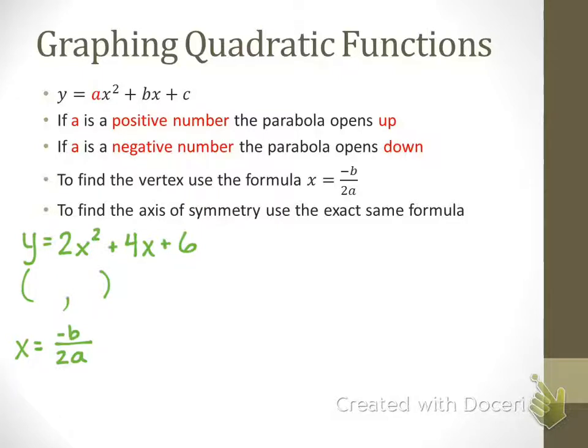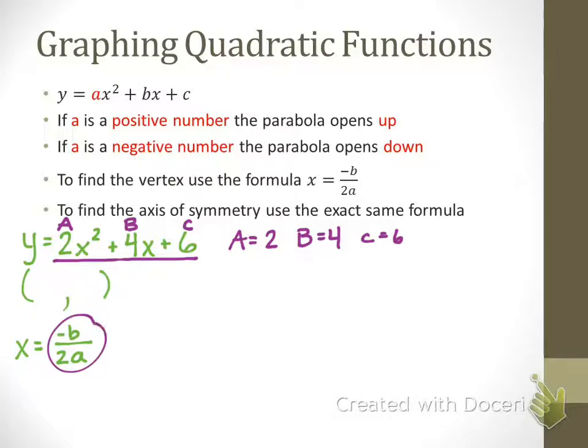First of all, I need to know what a and b are to even be able to plug it in. So let's look back at our equation, which is right here, okay? And I'm going to label a, b, and c. Remember, the formula was y equals ax squared plus bx plus c. So this is A, this is B, and this is C. So I'm just going to write it out. A equals 2, B equals 4, and C equals 6. And remember, it's not 2x squared, it's not 4x, it's just 2 and 4. It's just the numbers, okay?